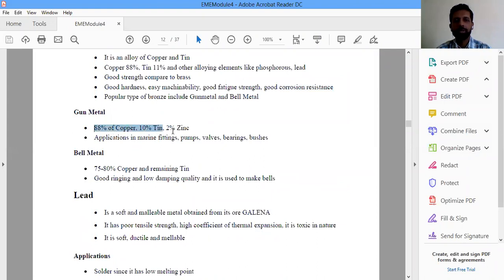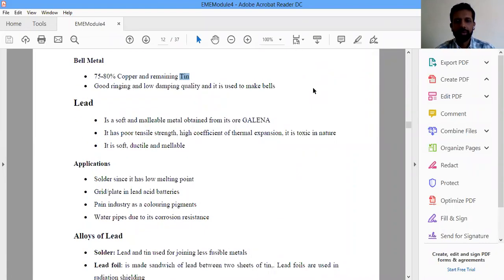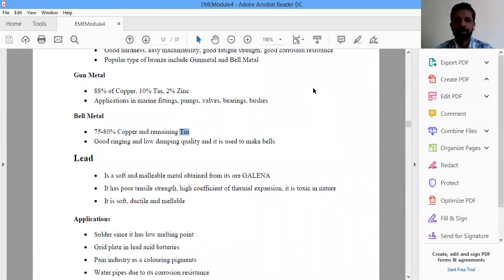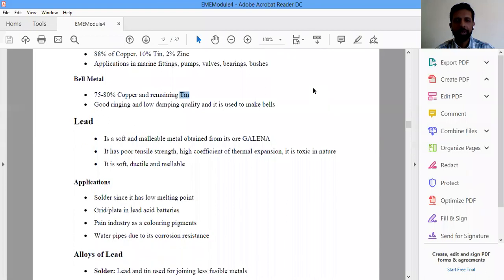This is the combination for gunmetal: 88% copper, 10% tin, and 2% zinc will be added, so that we get gunmetal, also used in marine fittings, pumps, and other cases. Bell metal will have about 75 to 80% copper, and the remaining will be tin only. Right. So yes, that is about the bell metal, gun metal, and all those things.